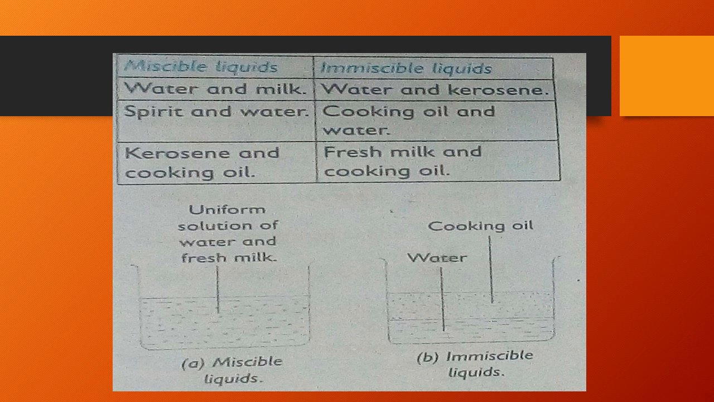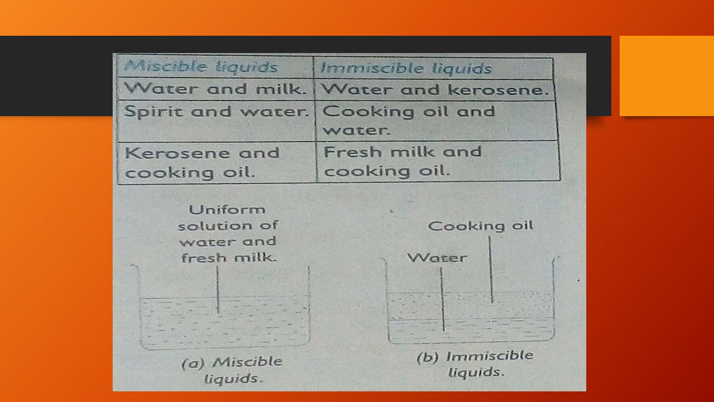Immiscible liquids are liquids that, even if you try your best to mix them, will not mix. Water and kerosene will form two layers. Cooking oil and water will form two layers. Fresh milk and cooking oil will also form two layers; they don't mix.